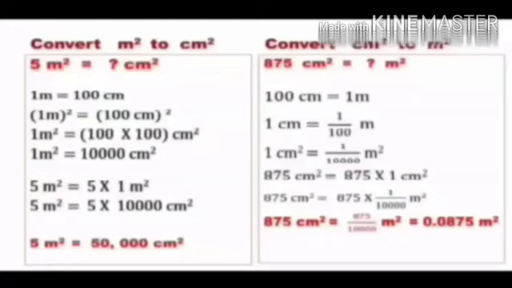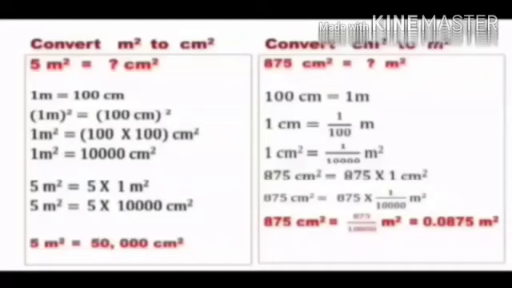We know 1 meter equals 100 centimeter. Since we want meter square and centimeter square, we have to square on both sides. We get 1 meter square is equal to 100 centimeter whole square. 1 meter square is equal to 100 times 100 centimeter square. We get 1 meter square is equal to 10,000 centimeter square.